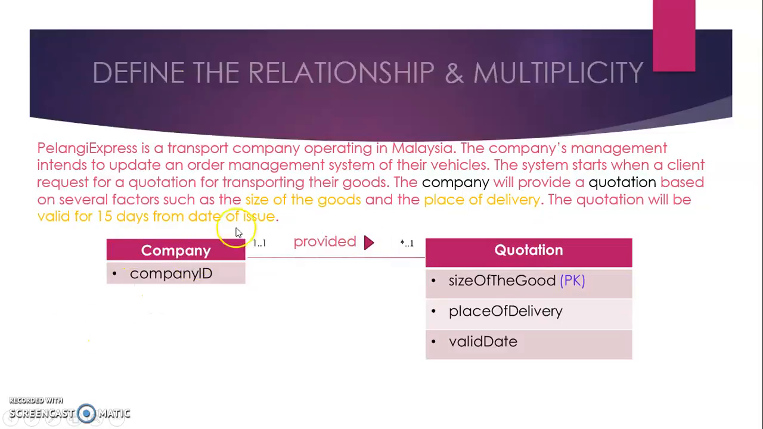This information is in the line of the system: a client requests a quotation for transporting their goods. Then the company will provide a quotation based on several factors such as the size of the goods and the place of delivery. The quotation will be valid for 15 days from the date of issue. So this is the relationship between company and quotation, 1 to 1 and many to 1.